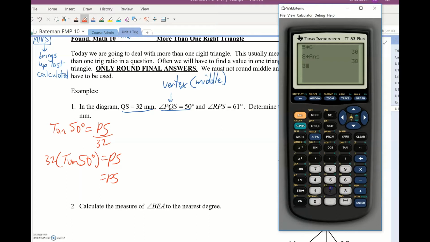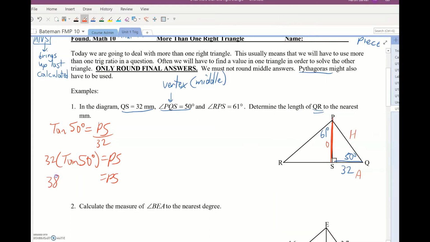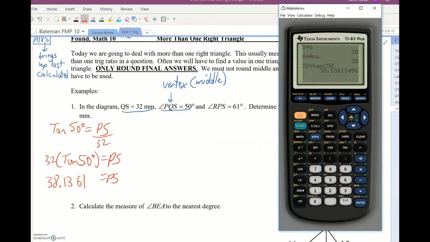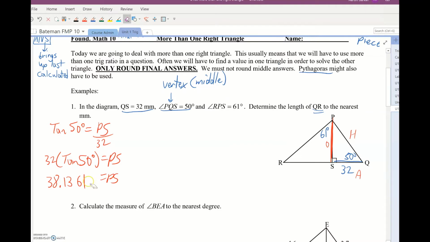So for me, I'm going to go 32 times tan 50. There we go, 38.1361. Double check my number. 1361. Good. Use 4 decimals. Keep it as 4 decimals. Perfect. Okay. You don't have to write it weird like I did. So 38.1361. Good. Now what we're going to do then is use PS and 61 to find RS.